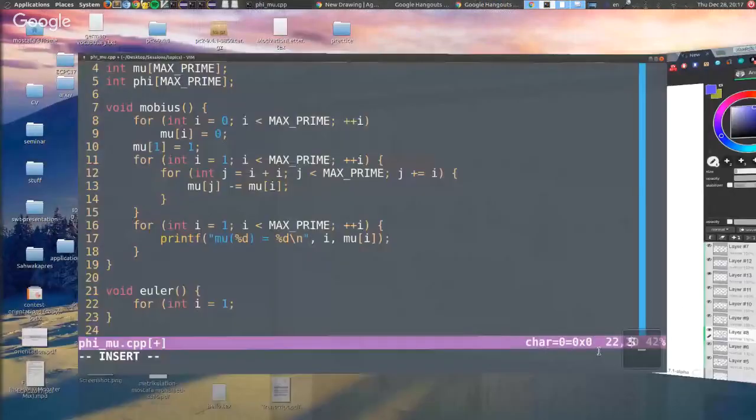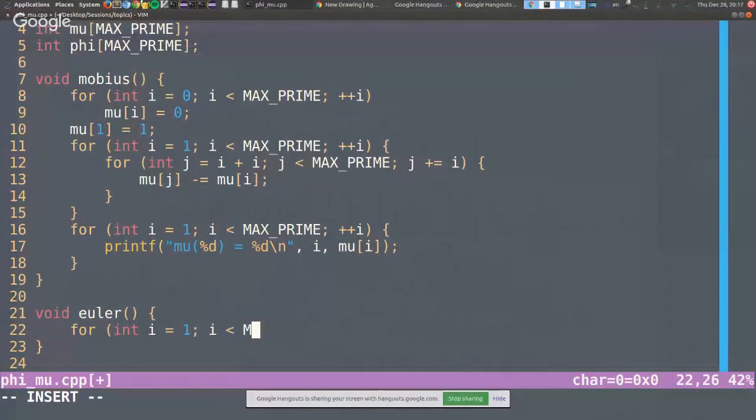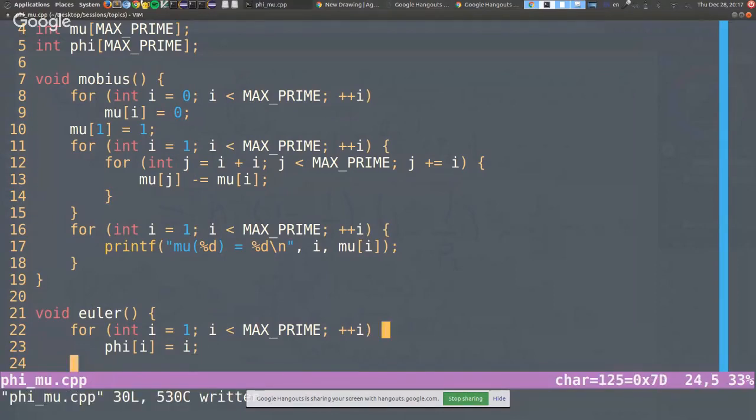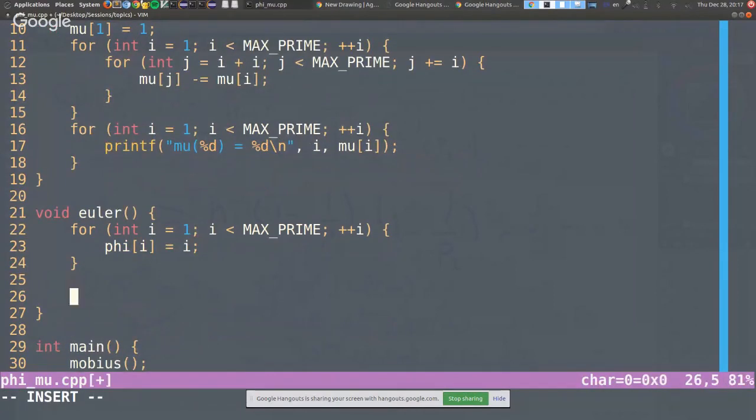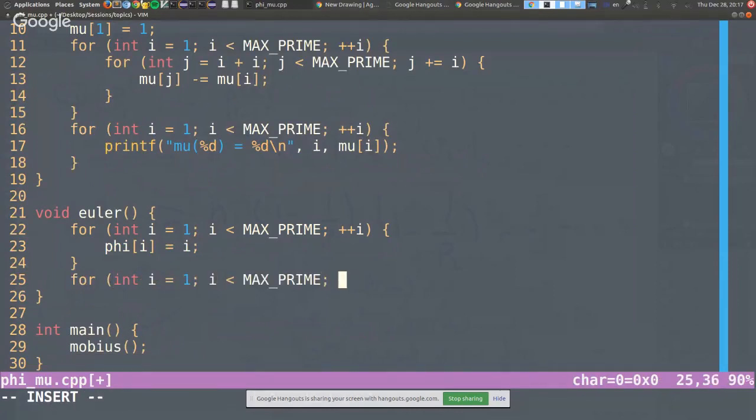Here, if we start with the numbers initially being the identity, so the number itself, here we have to go through all the primes. Here we check a number is prime if the phi is equal to i minus 1. It means the i is prime.